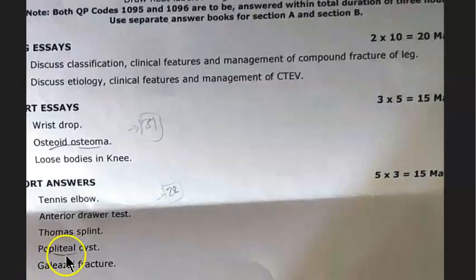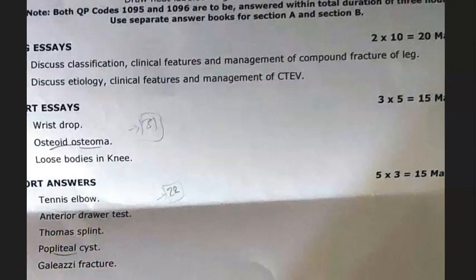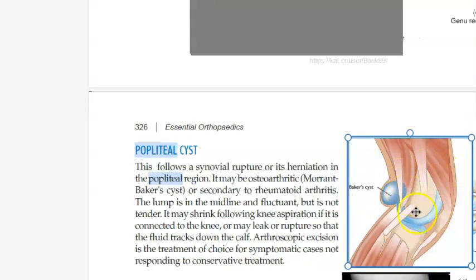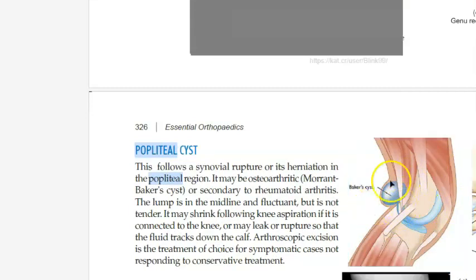Let's move on. Popliteal cyst is the next question. People, are you focusing here? This is the next question. Popliteal cyst. So it is nothing but Baker cyst. So you can see here in the right knee, at the back in the popliteal region, there's a cyst, there's a lump, that is the Baker cyst also. They are calling it Baker cyst.